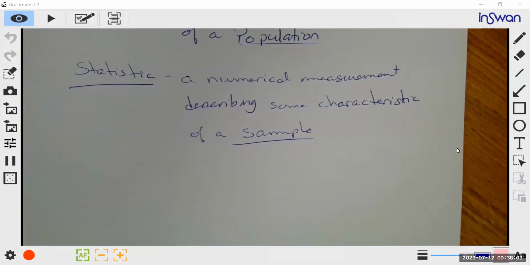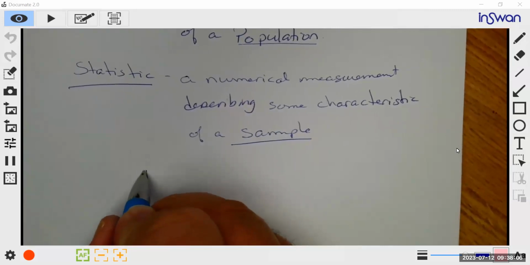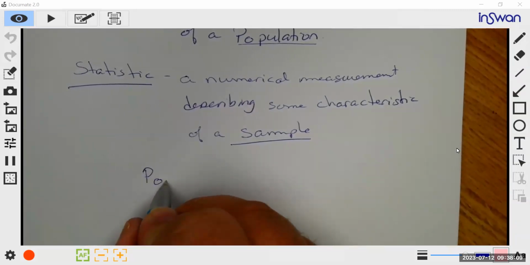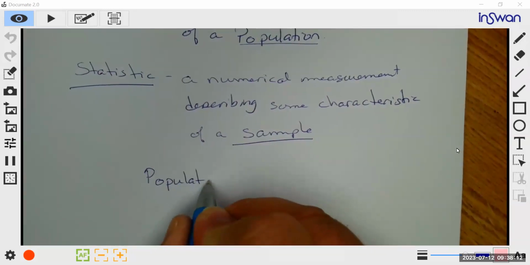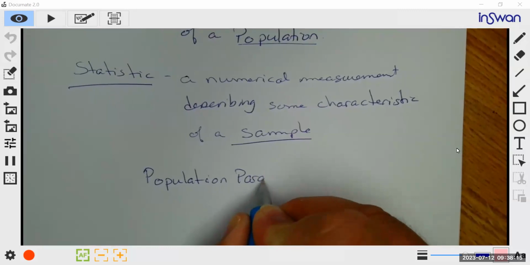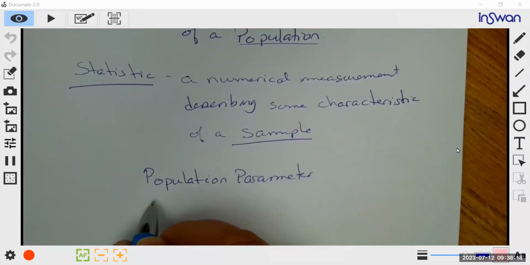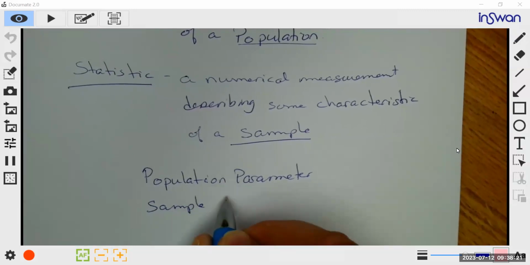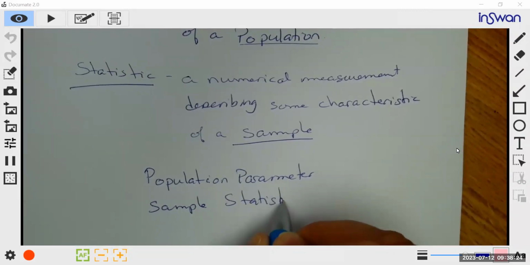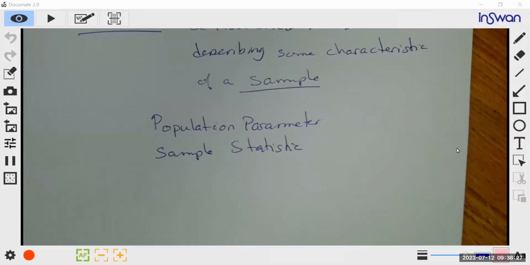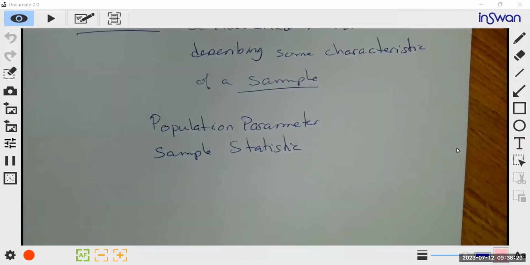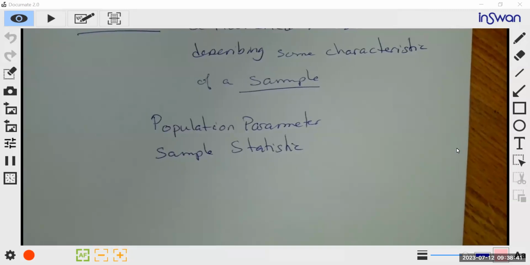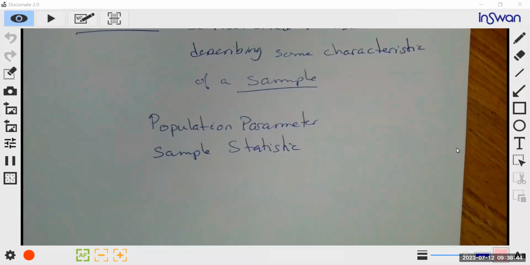So the easiest way to remember this, you could look at population parameter and the sample statistic. If they start with the same letters, that's the easiest way to remember it. So that's a statistic. The course statistics, it's different.